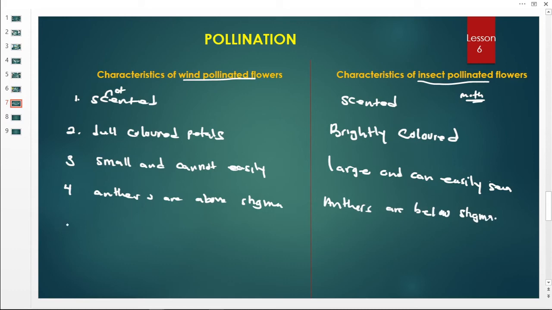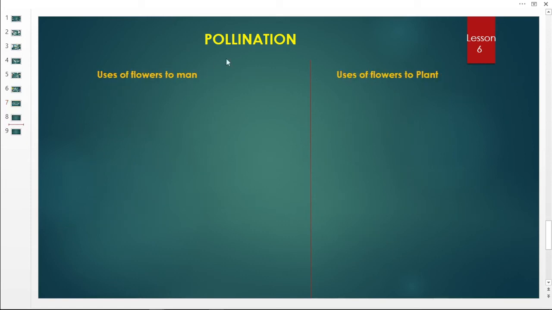Then we have another one here. These ones, the wind-pollinated flowers, do not produce nectar, whereas these ones, the insect-pollinated flowers, produce nectar. Then these are the characteristics and the differences of wind-pollinated flowers. Let us move on to our last part and see the uses of flowers.